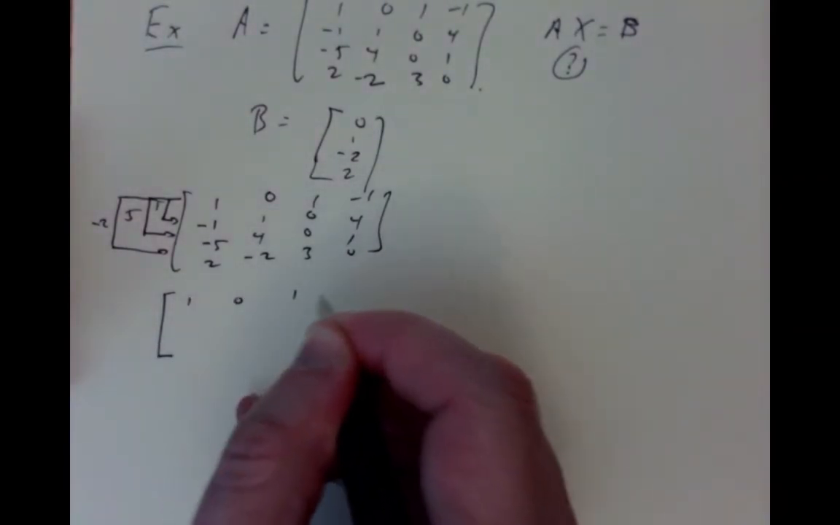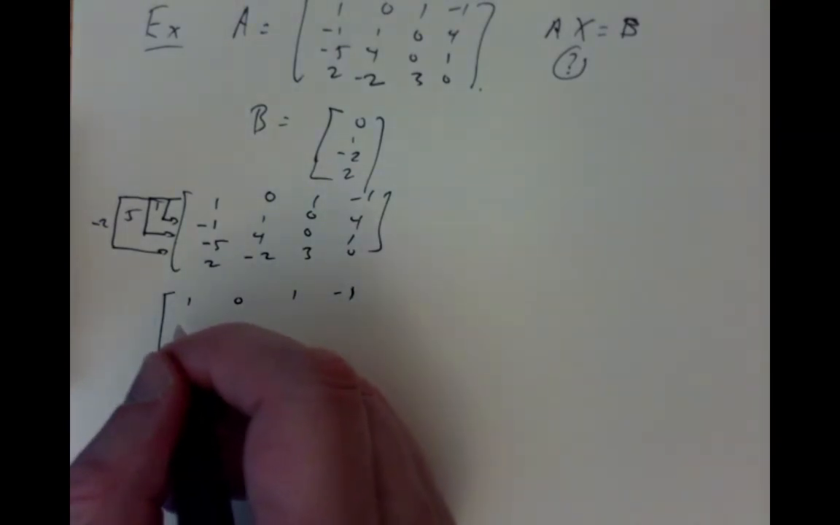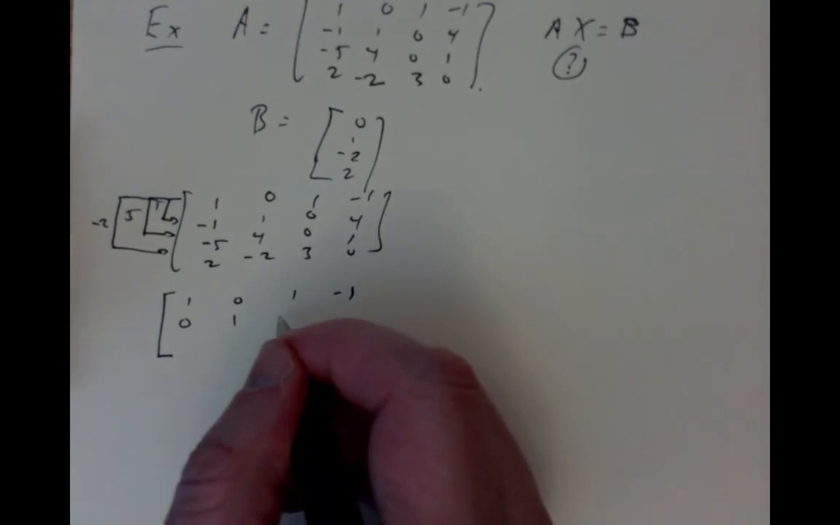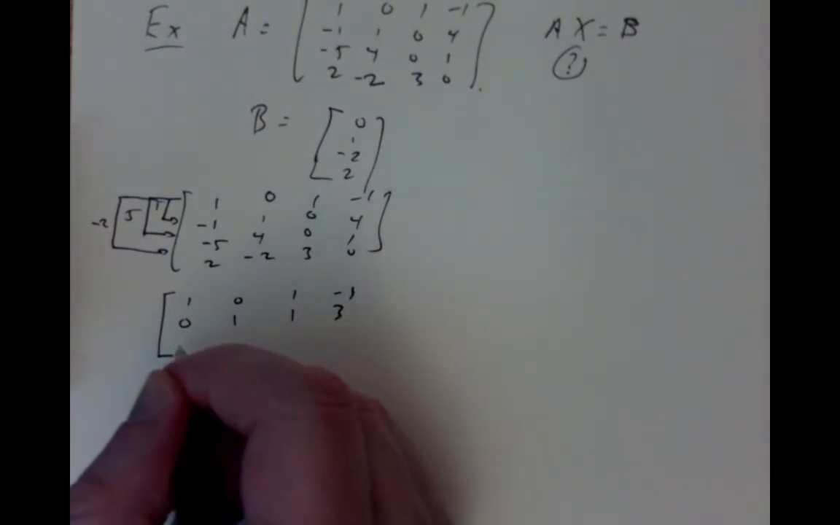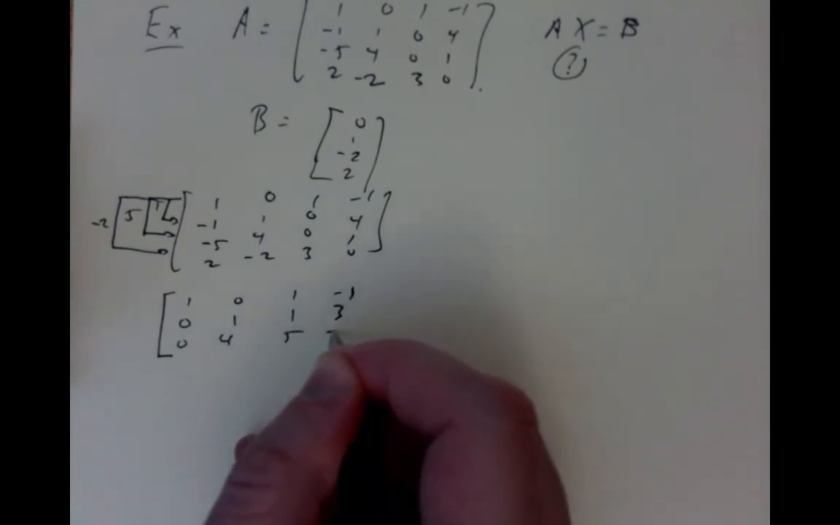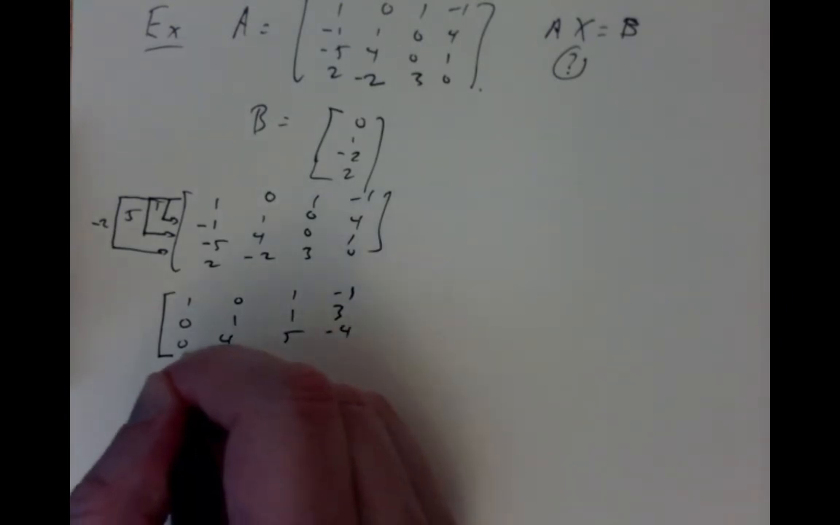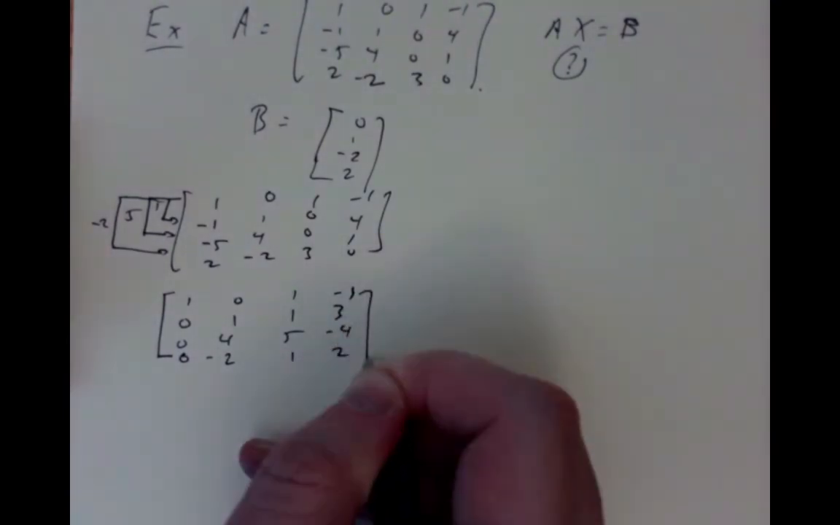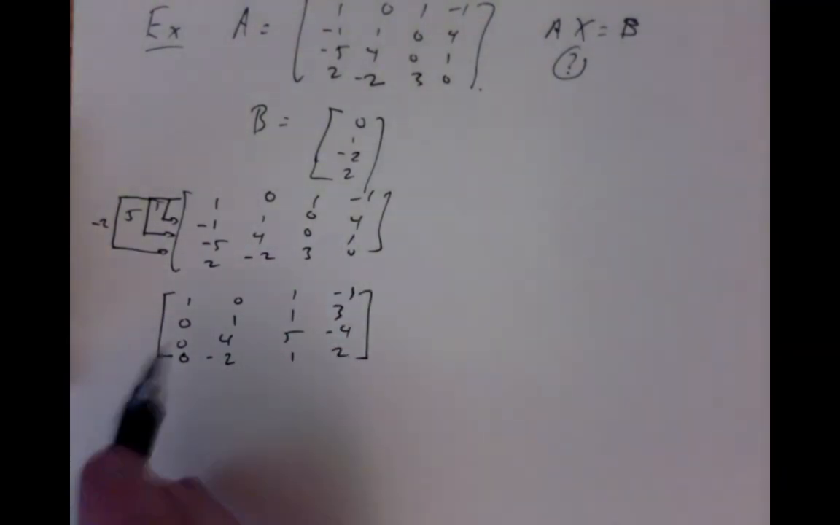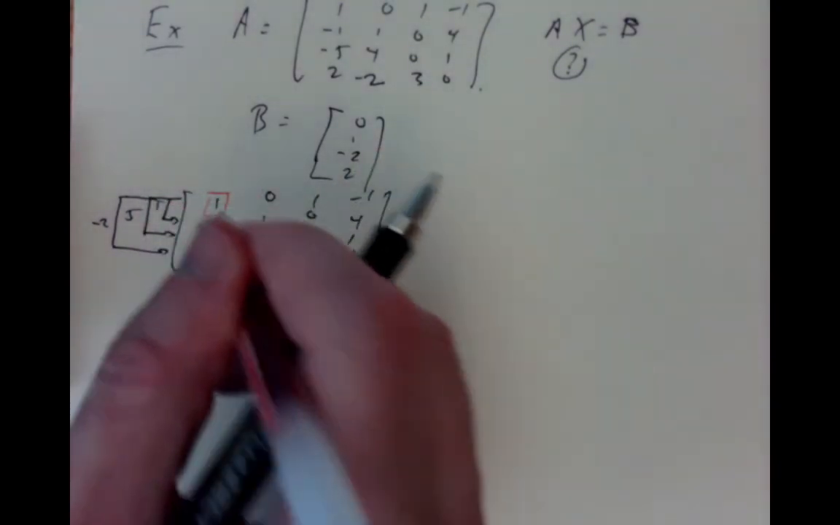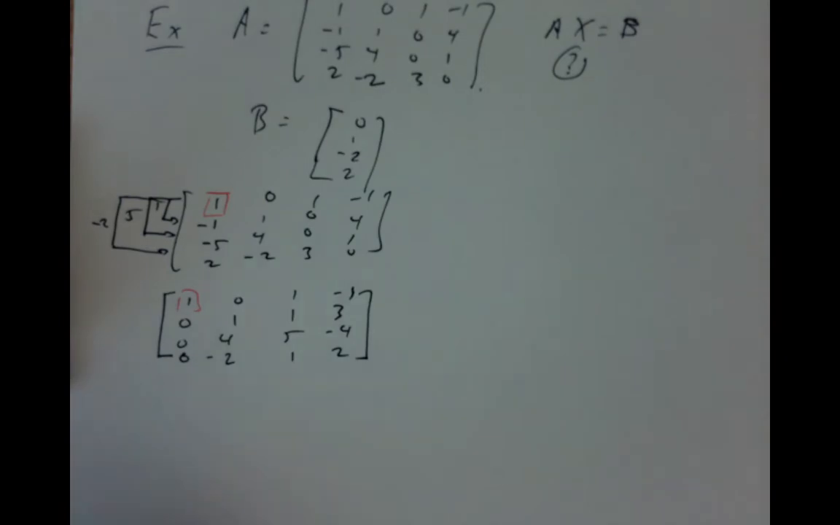So that means we get, as a result, a matrix coming out looking like: first row is unchanged, and then the second row is 0, 1, 1, 3, third row is 0, 4, 5, minus 4, and the fourth row is 0, minus 2, 1, 2. Okay, now that pivot is, again, we can draw the little pivot boxes if we like, and you don't need to draw them if you don't like to. That pivot's killed everything under it and removed down.